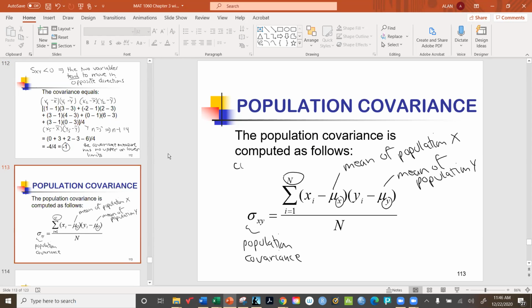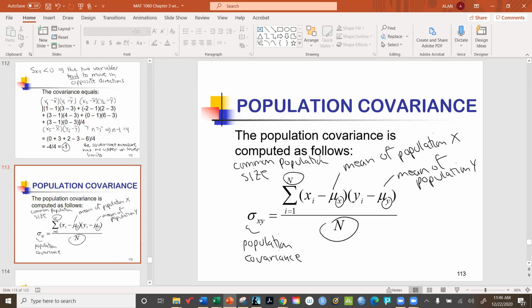Now, this is the common population size for X and Y. Again, they have to be the same. And look, just like with the variance, we're dividing by n instead of n-1. That hasn't changed. Between the sample and population covariances, for the sample version we divide by n-1, and here it's n.